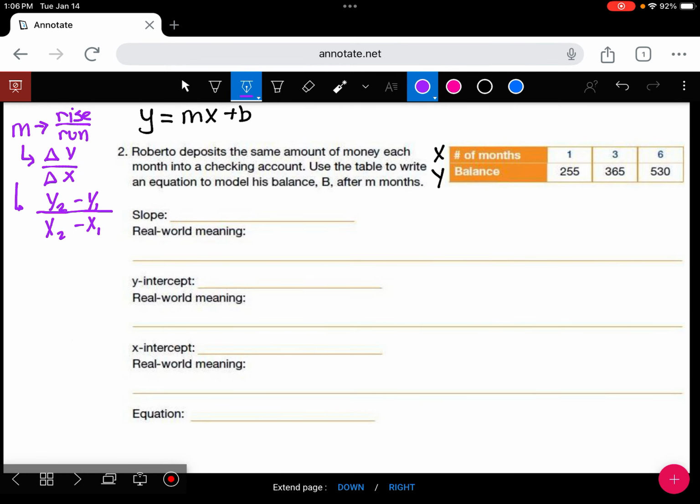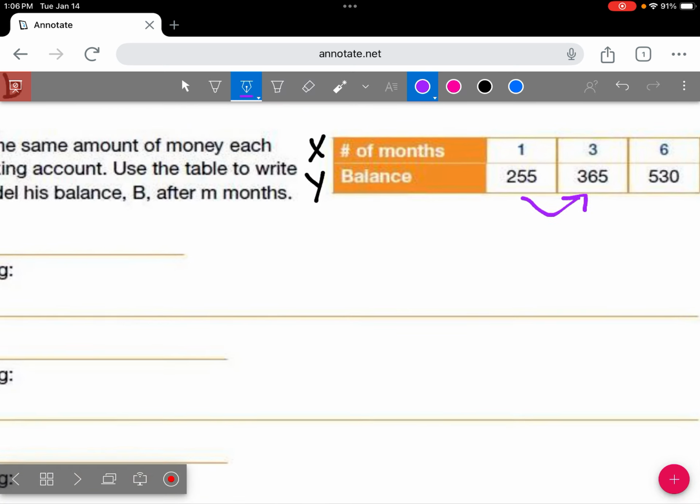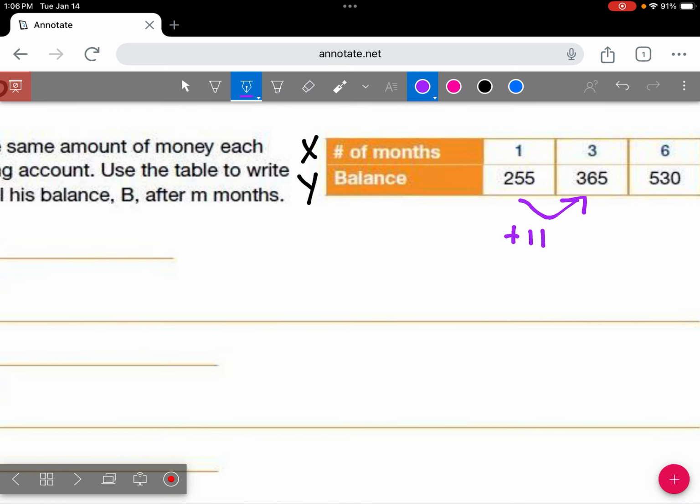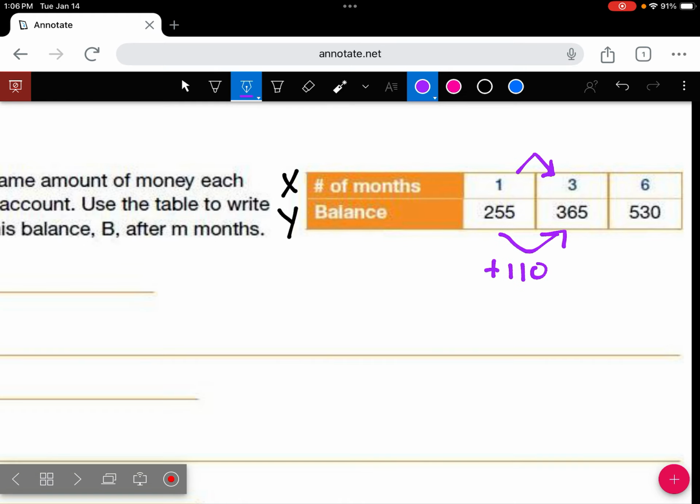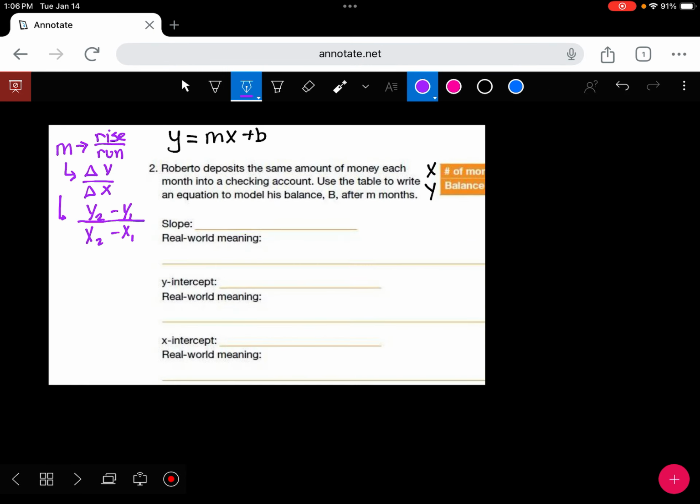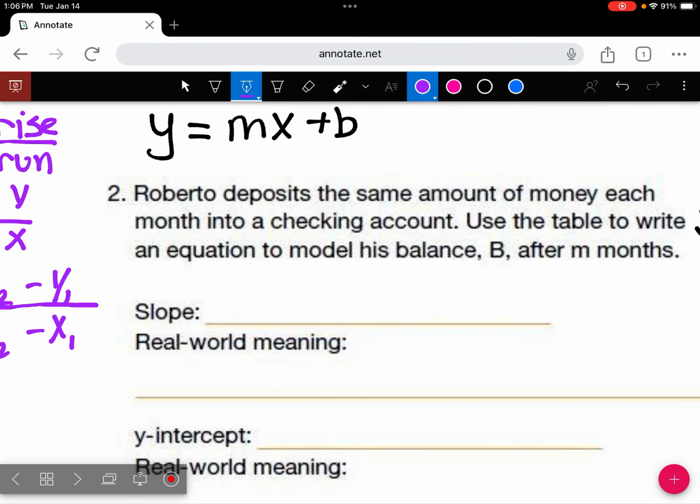Because what I'm really going to ask you is, how did the y's change? What happened to 255 to make it go to 365? We added, how much? 110. We added 110. How did our x's change? We added 2. So the change in y's was 110. The change in x's was 2. What is 110 divided by 2?